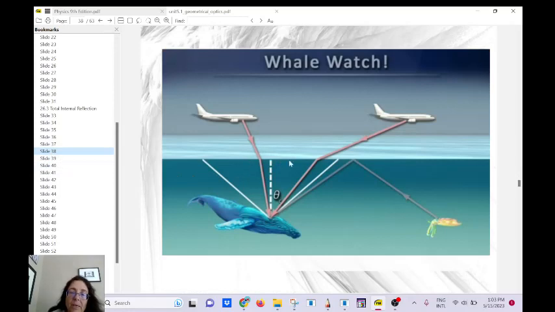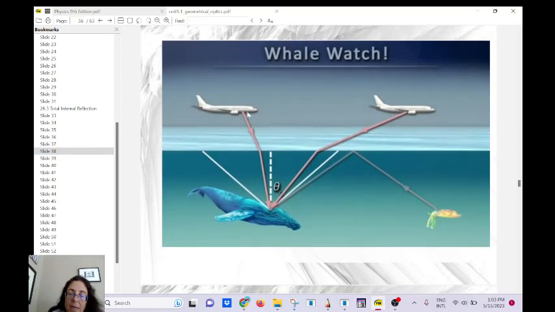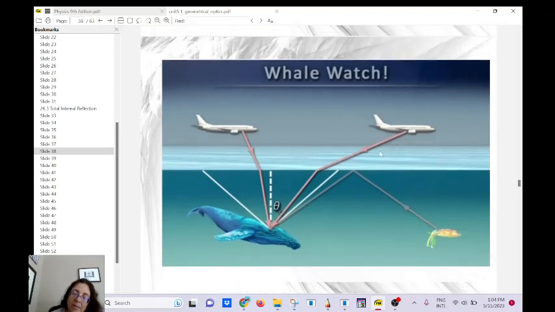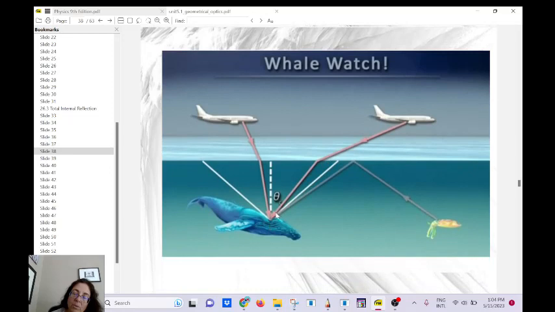Okay, so for example, here, you can always reverse a beam. That means light from the airplane enters the water. That also means that light from the whale escapes the water. So the whale can see the airplane, and the airplane, if you reverse it here, can see the whale. Okay, it's always reversible. So if the airplane is here, it can see the whale as well.